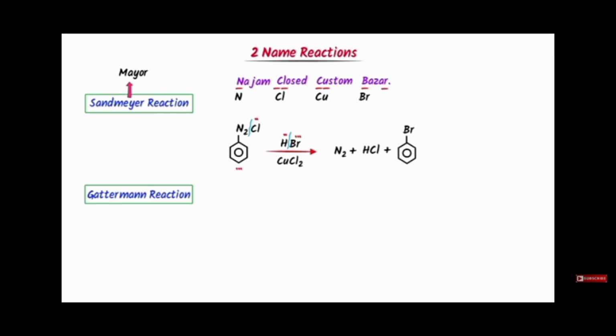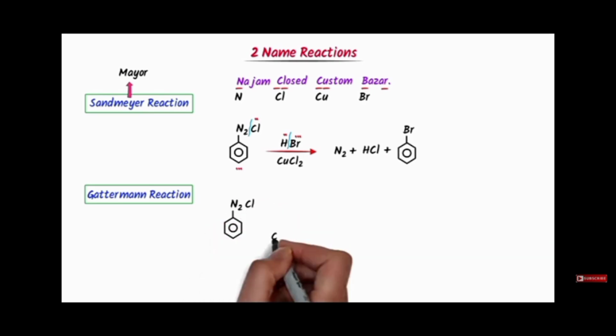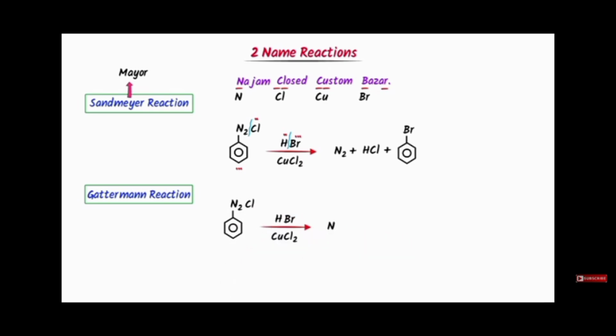What about Gattermann reaction? Well, I rewrite the Sandmeyer reaction. Now listen carefully. I cut only copper chloride and replace it with copper powder. Let me repeat it. I cut only copper chloride and replace it with copper powder. I get Gattermann reaction. So this is the Gattermann reaction. Thus note down these two reactions.